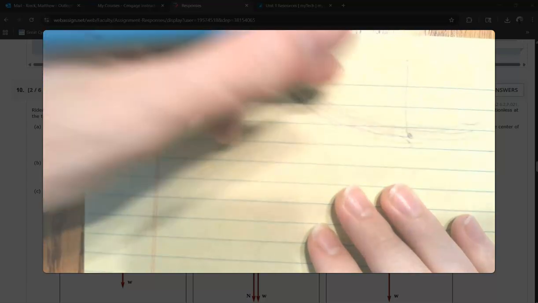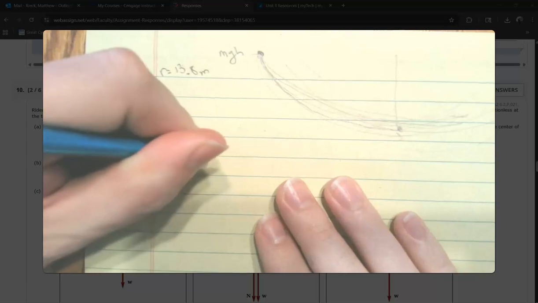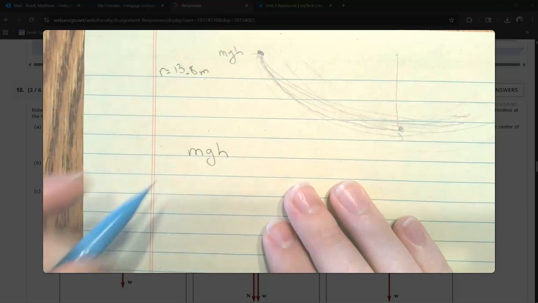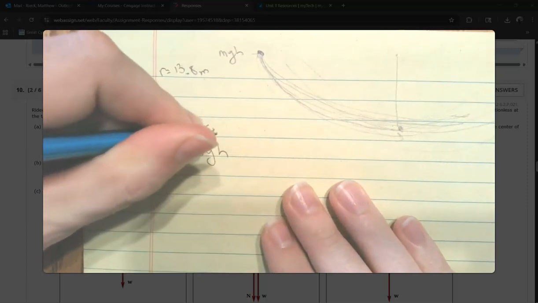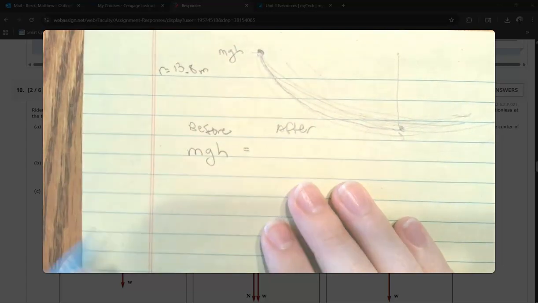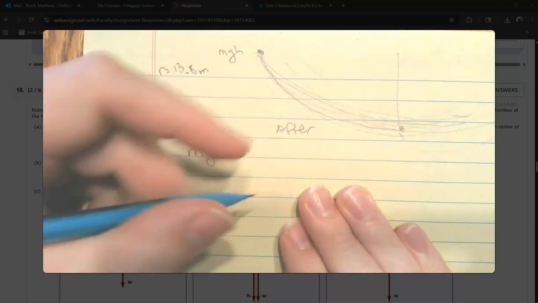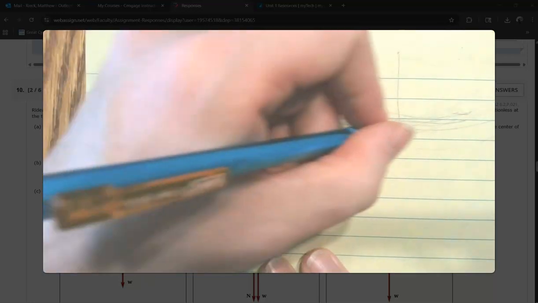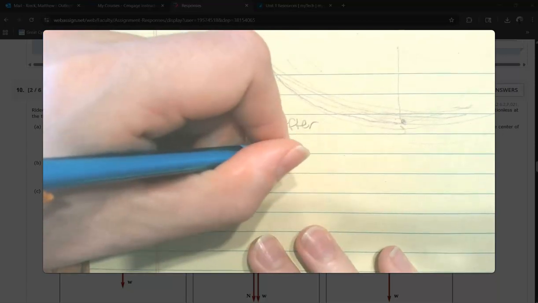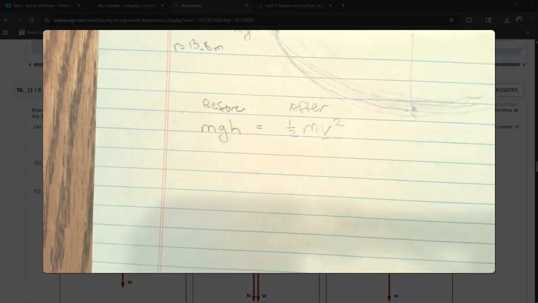In this case, the height is our radius. So the height is 13.8. So you have m times g times h. And again, that's all going to be converted. This is the before. This is going to be the after. Before we just have potential energy. We're stopped there, so there's no kinetic energy. And then after, that potential energy is going to be converted to kinetic energy. And the formula for kinetic energy is 1/2 mv squared, where v is our linear velocity.